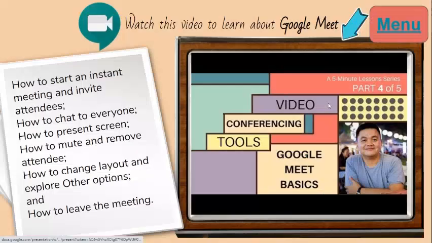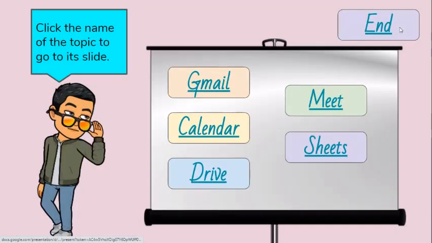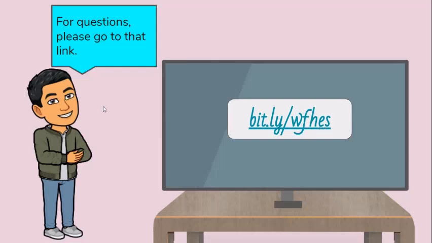When we click this menu, it should go back to slide number 3. Now let's try Meet. As you can see, it went to the Google Meet slide. We have the skill set here on the left side and the video on the right. Then let's click the menu. Now, if we are done checking all of this, you can go to the end link and it should direct you to the last slide.